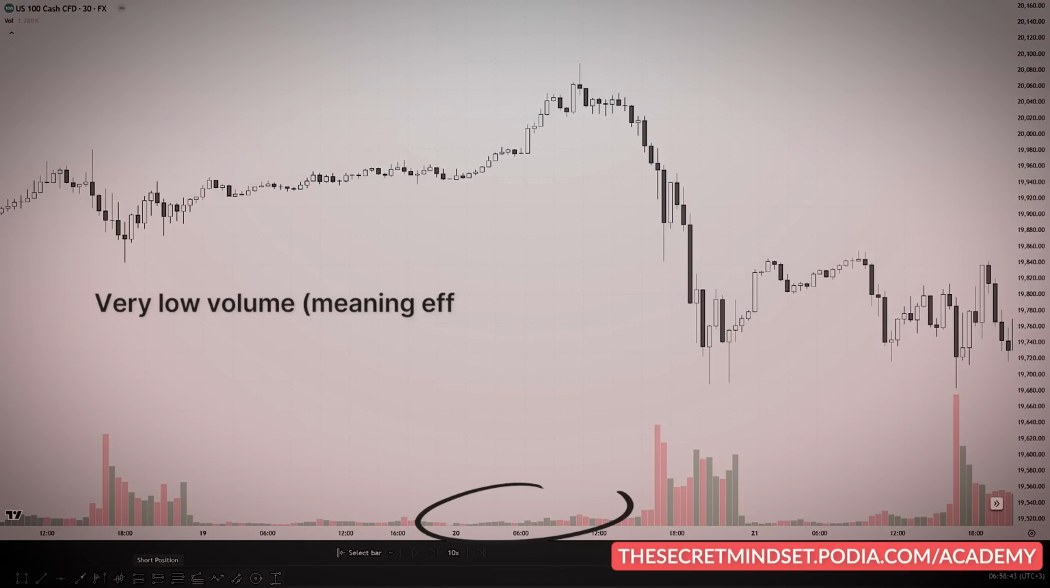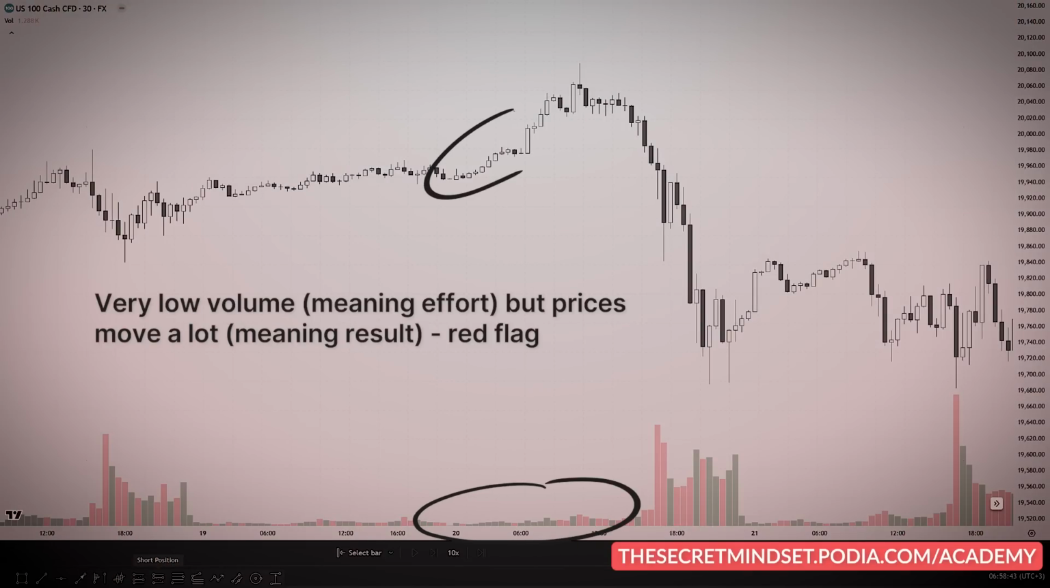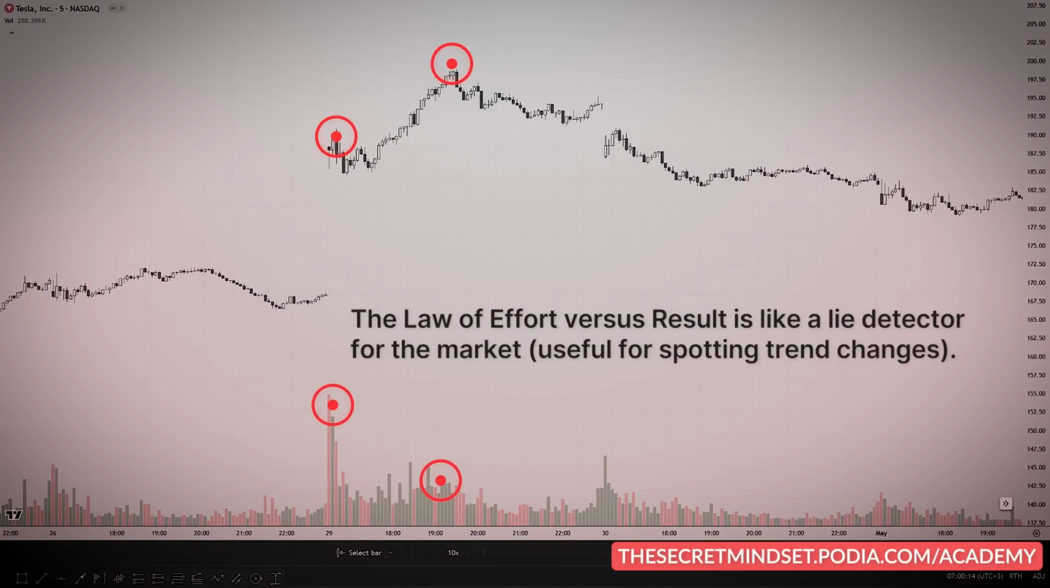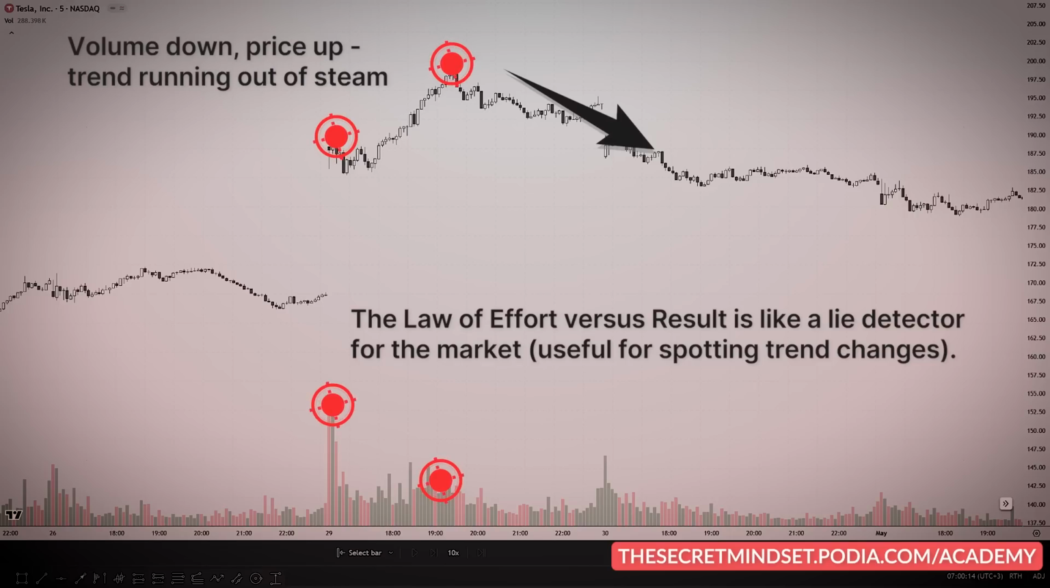On the flip side, if prices move a lot on low volume, that move might not last. This law helps you spot divergences. A divergence is when the effort and result don't match up. It's like a warning sign that something might be about to change. The law of effort versus result is like a lie detector for the market, and is especially useful for spotting trend changes. Often before a trend changes, you'll see a mismatch between effort and result. It's like the market is trying hard to keep going in the same direction, but it's running out of steam.